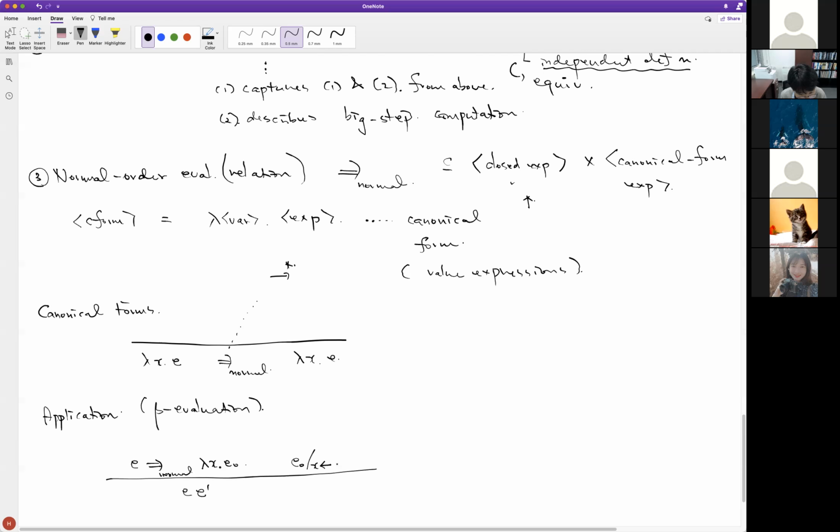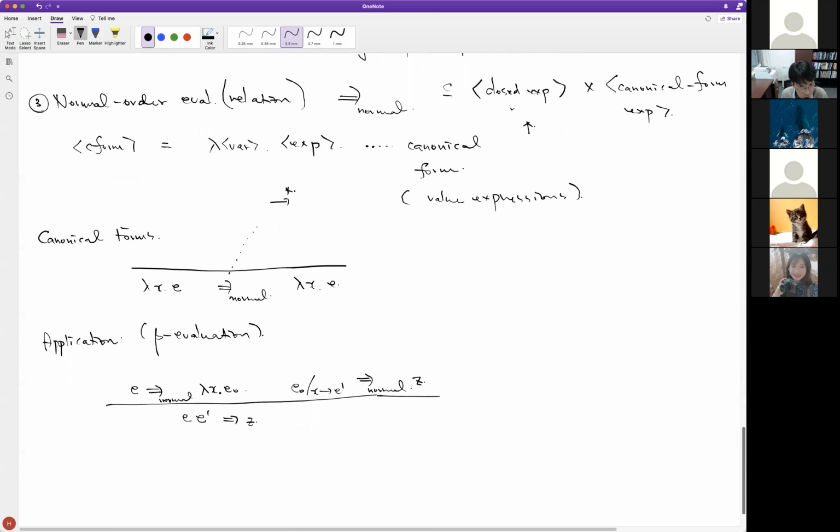And then we continue the evaluation, and that will reduce to some answer. In the textbook, John is using Z to denote the expression of the canonical form. So that's going to be the final answer in this case. And so this normal order evaluation is formalized by these two rules. Just applying these two rules will help us evaluate the expressions according to this normal order evaluation. So let's apply this and see some examples.